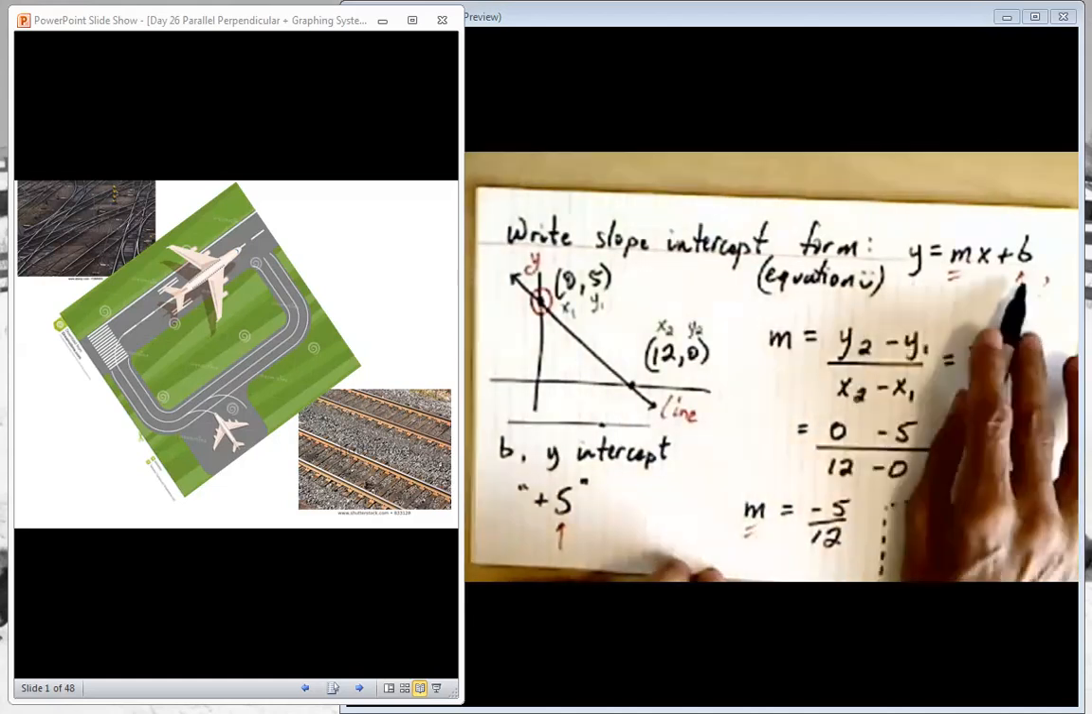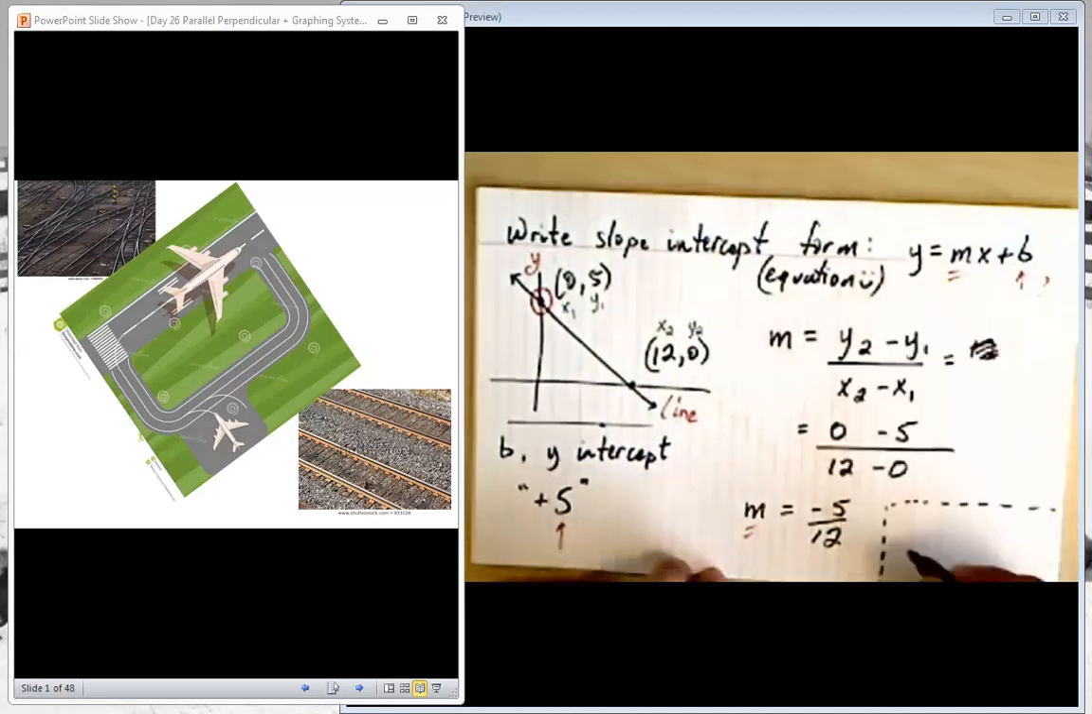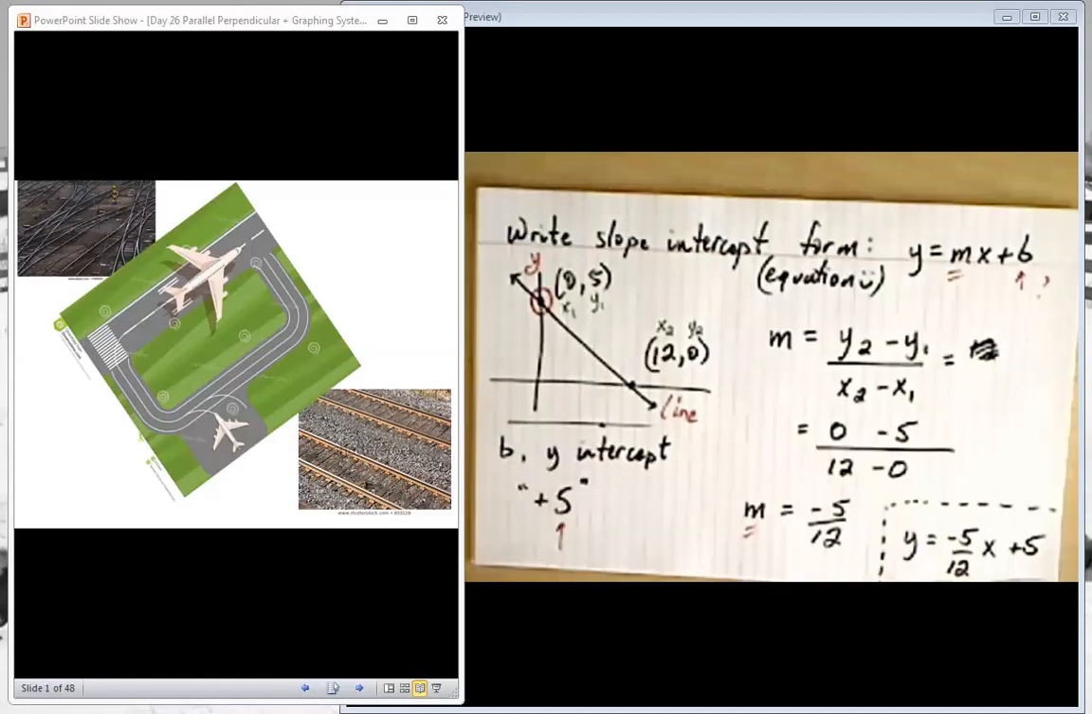Yeah, y equals... nice, Zoom got the x in there. Minus 5/12 x plus 5. Plus 5. Yeah. Just like that. Okay.